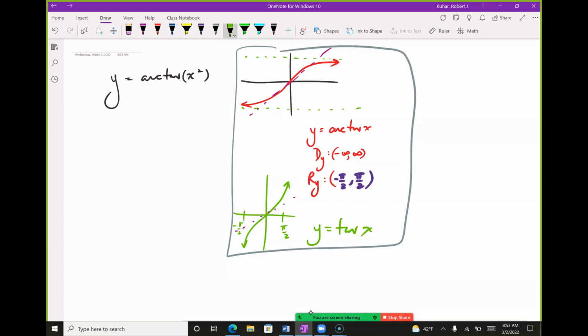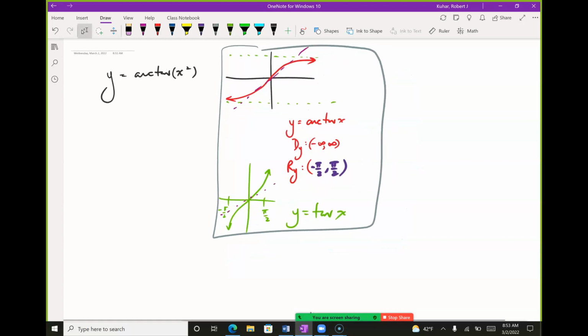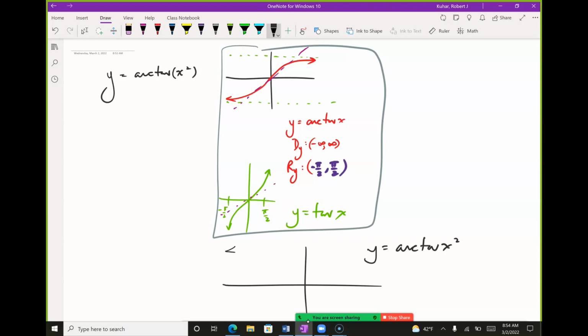Of course, you can graph these on your calculator. What's arctan of x squared going to look like? So there's my y equals arctan of x squared. What's it doing to the negatives?